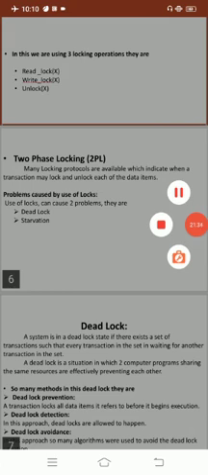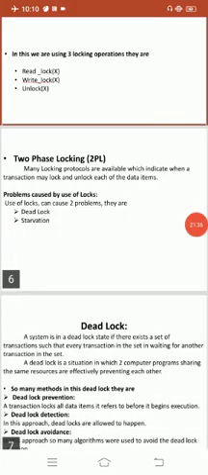So, example 1: in a system where deadlocks are occurring, a big transaction requiring a large number of locks is always selected to be aborted again and again. As a result, the transaction is never able to complete its task, and this is called starvation.